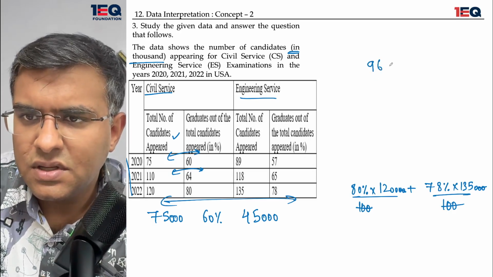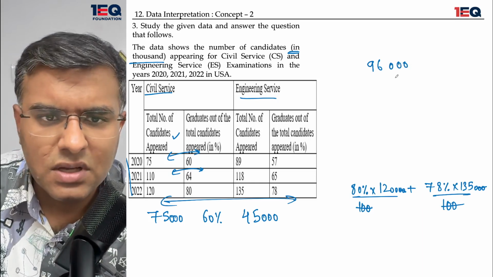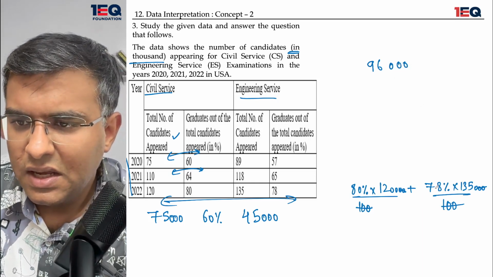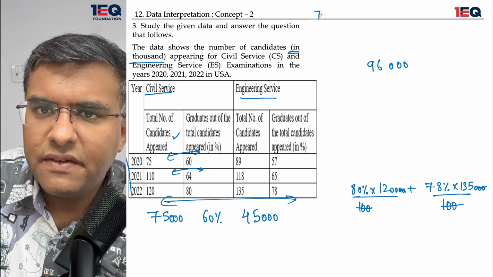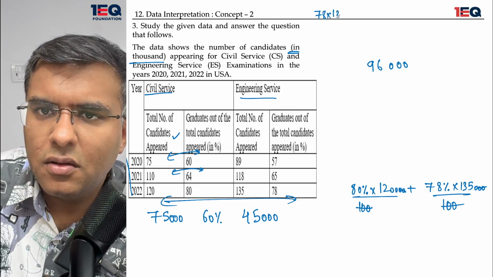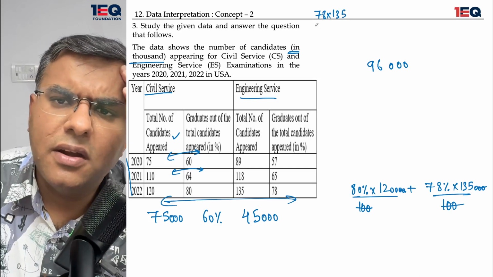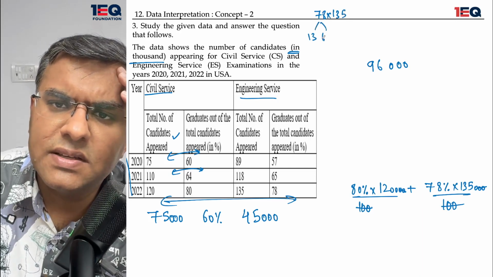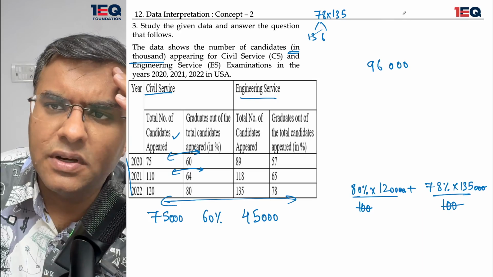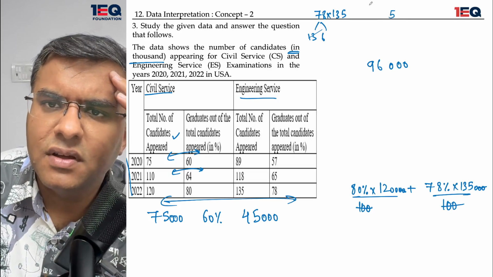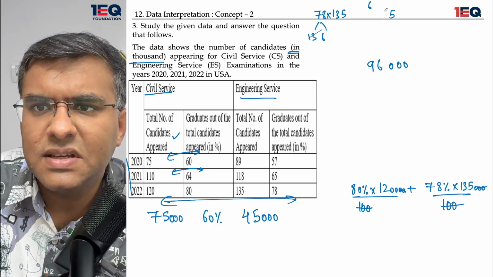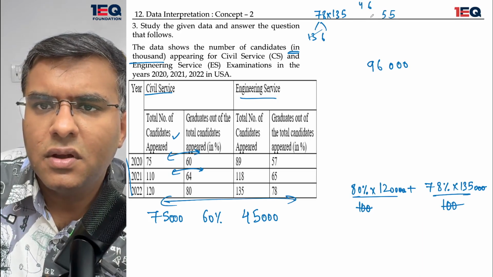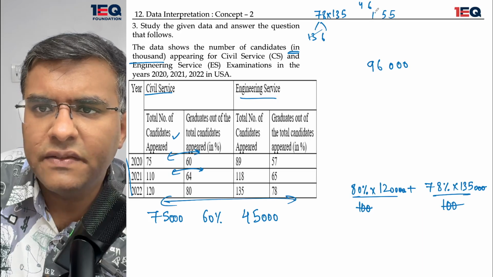I have three zeros. 96,000 students are appearing for civil services, and then 78 multiplied by 135. What I can do is split it into 13 and 6. I'll first quickly do it with 13. 13 fives are 65, and 13 threes are 39. 39 plus 6 is 45.